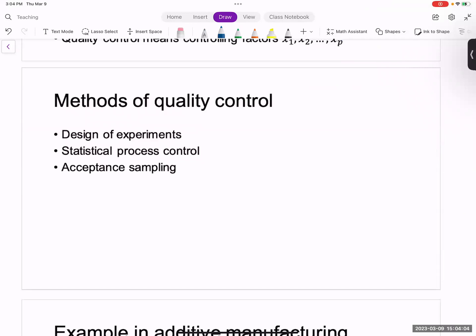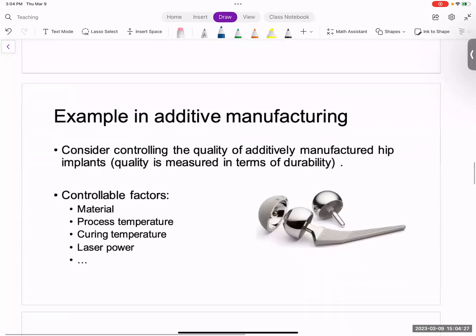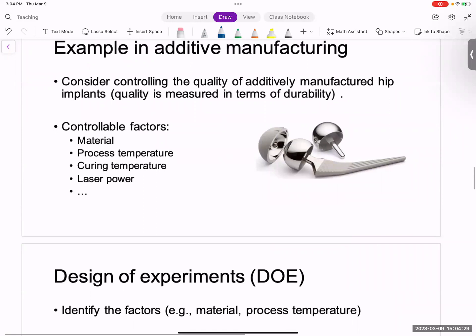Methods of quality control. So let's start with a simple example. Let's think about we are interested in manufacturing a car, and we want to make a car that meets the desired quality levels, whatever quality. Think of quality in the terms that you're thinking. Or you know what? Let's actually take this example.